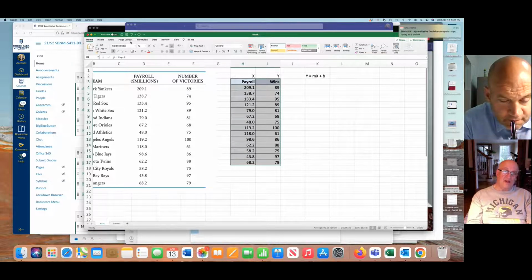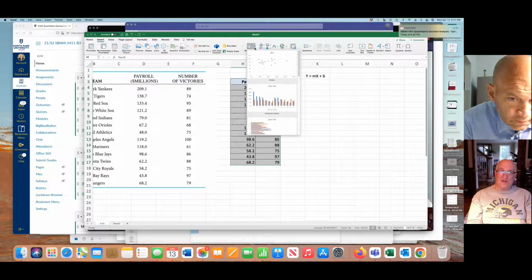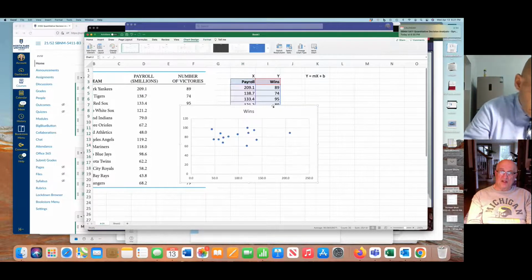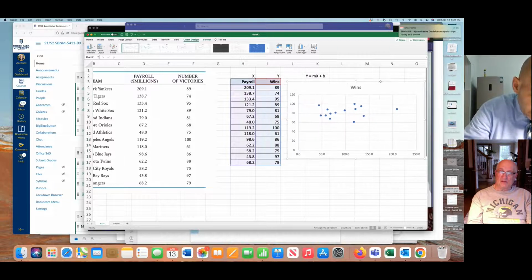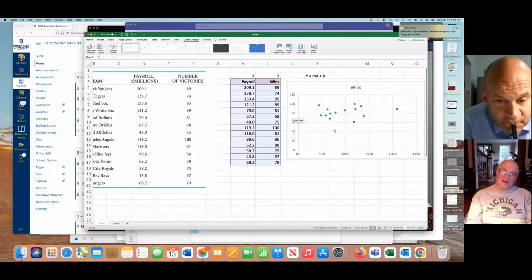It's okay. Go to, say, Insert. And what you want to do is insert a scatter diagram. Just look at the data. All right, there it is. I know the bottom is payroll, and this is wins. I'm going to eventually put that on there. Does it look like there's a relationship?